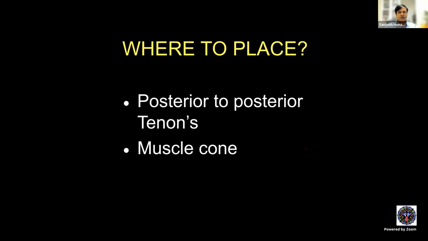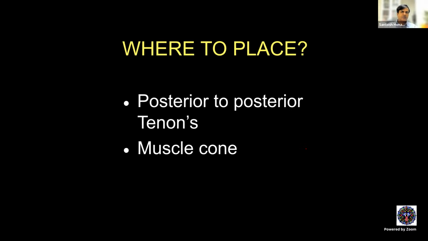Where to place the implant? This is not a controversial question at all. Everybody has their own views, but the most ideal position for an implant is posterior to posterior tenons, right in the fat compartment, right in the intraconal fat. That is where the implant should go. It should not lie anterior to posterior tenons. It should not lie anterior to the anterior tenons. That is a very dangerous position.